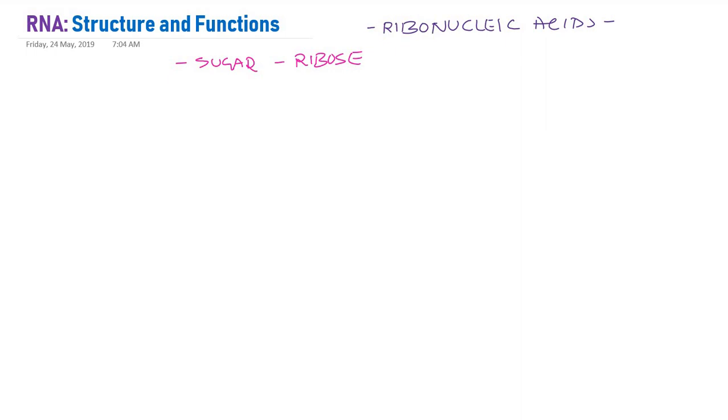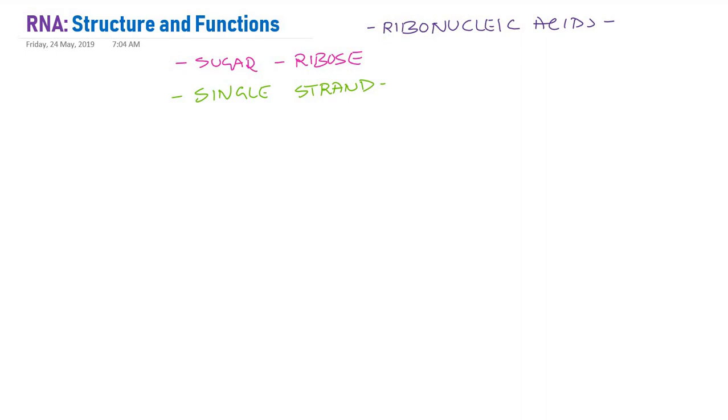Whereas in DNA, the sugar is deoxyribose. That is, the second prime carbon atom has the hydroxyl group intact in RNA. And unlike DNA, RNA is single-stranded. We know that DNA contains two strands, whereas RNA is a single strand. So when there is a single strand, there is no question of base pairing. Having said that, we will find base pairing in some types of RNA. When we deal with the structure of different types of RNA, we will see which RNA has base pairing.